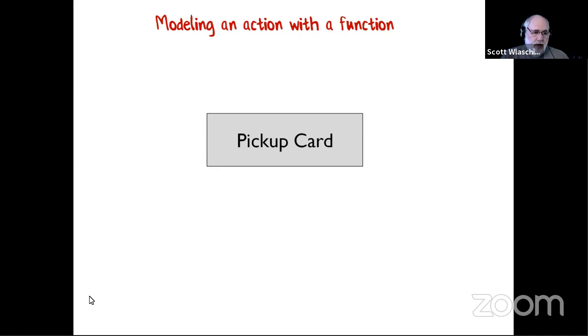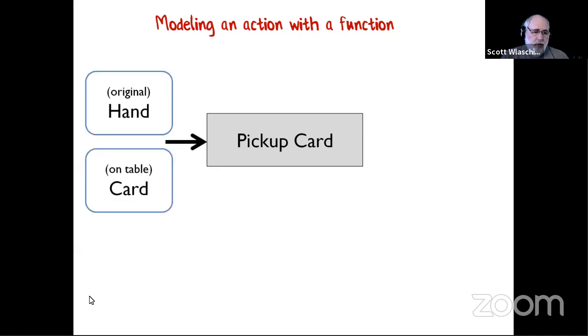Now, to pick up a card, it's very similar, except this time we have two inputs. You're holding a hand, and there's a card on the table. Those are the two inputs. And after you've picked up a card, you now have a new updated hand, and the card on the table is missing. And again, you can't change the original hand, you can't mutate it.